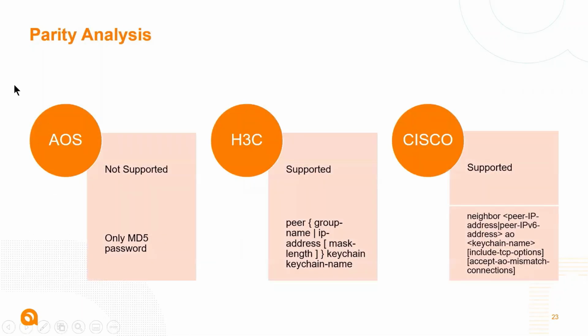Let's see the parity analysis. First comes our AOS switches, that is our ProCurve switches. Those do not support BGP TCP authentication. They support only the MD5 password.